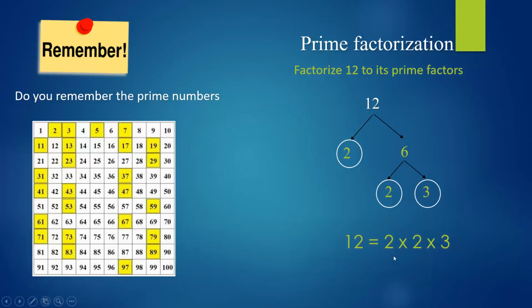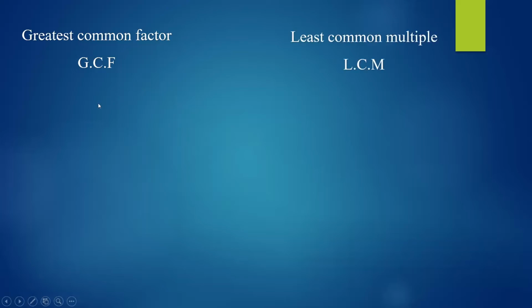So if I asked you what is the number which has prime factors 2, 2 and 3, you are going to multiply the factors. 2 times 2 times 3 will be 12. Let's see how we can calculate the greatest common factor and least common multiple.